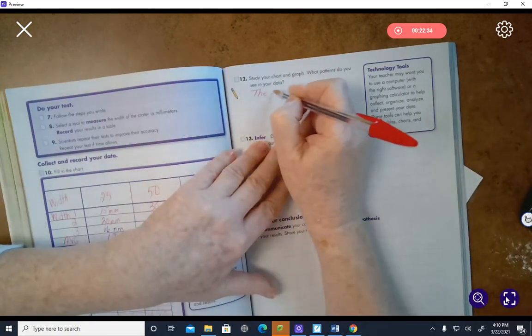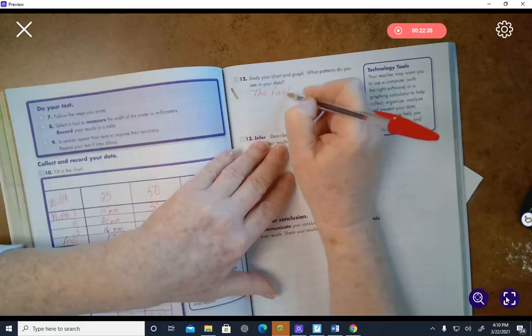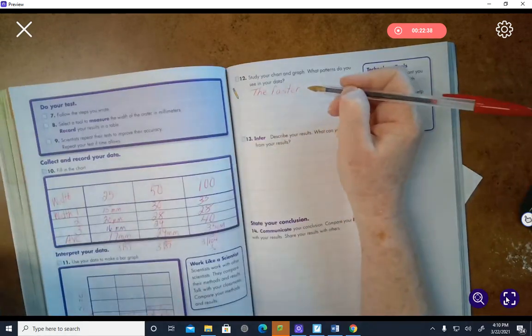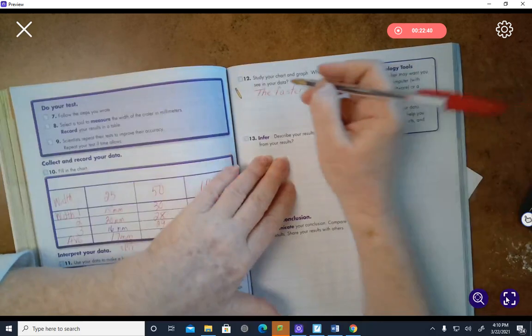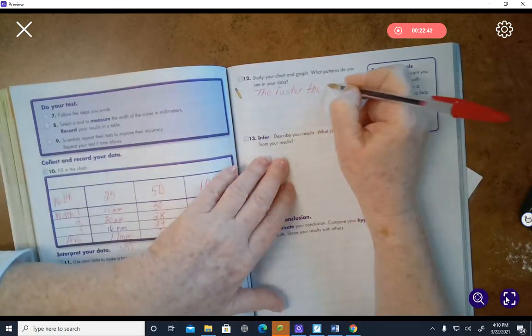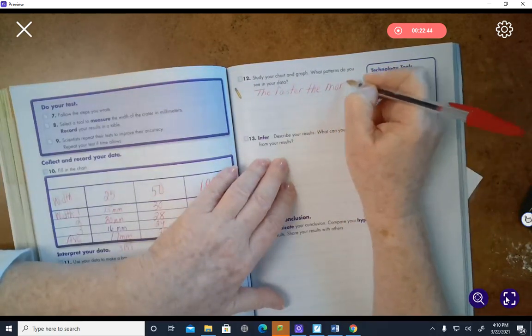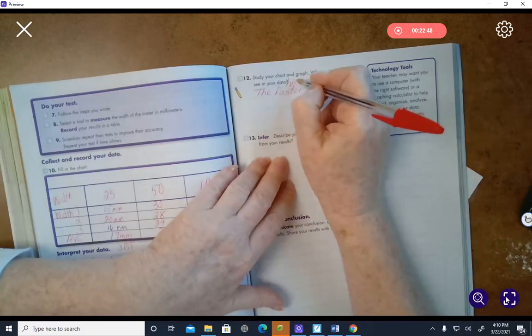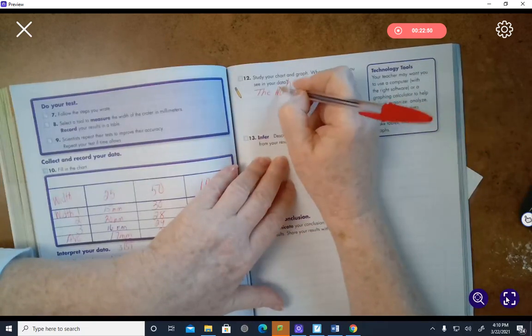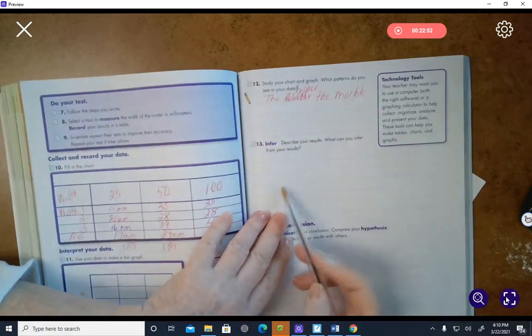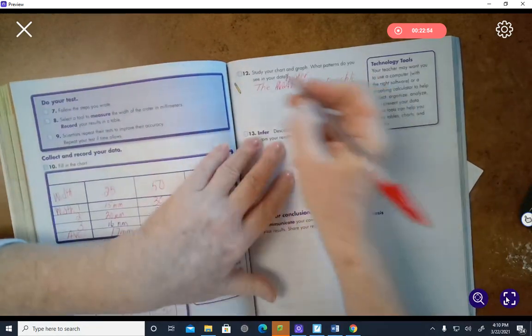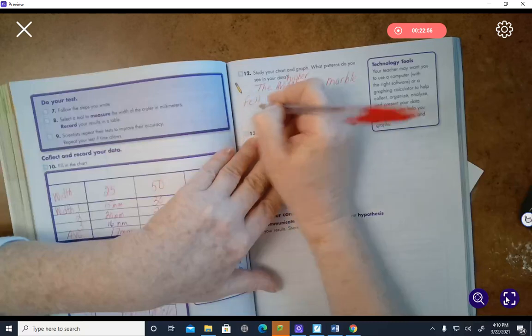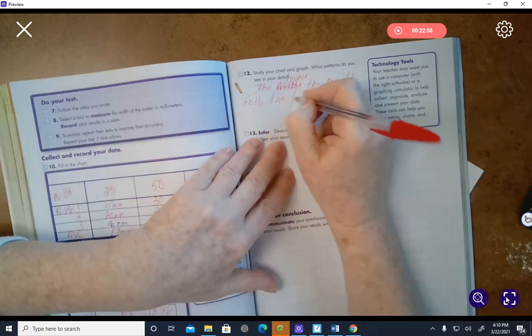The pattern, the marble traveled, and I made a mistake here. It should be the higher the marble fell, or the higher we drop the marble from, because when we're talking about speed, we're going to come down here. So the higher the marble fell, the larger the crater.